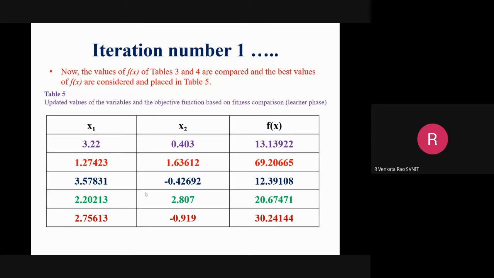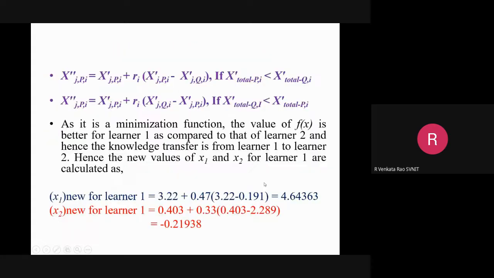Then what to do? At the end of this first iteration, now we have got the minimum value as 12.39. Best value is 12.39108, and corresponding to that, best x1 is 3.57831, best x2 is minus 0.42692. And now let us see the flow chart. What to do next?